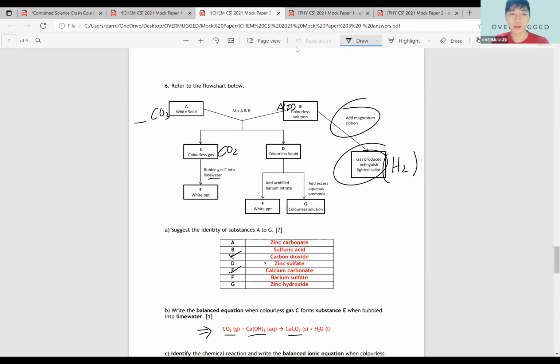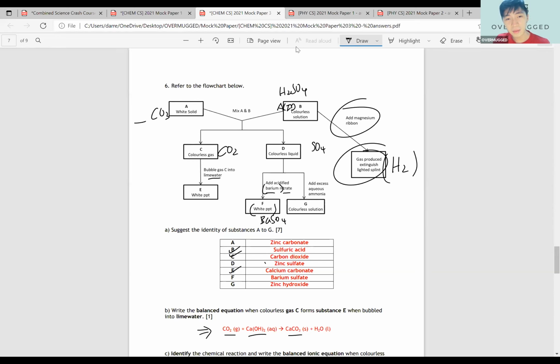So let's take a look. It forms D, okay? Barium nitrate. Barium, white precipitate. What is this white precipitate? Likely to be our barium sulfate. So D probably contains sulfate. And if you work backwards, that means the acid that you used was H2SO4. Okay, next.